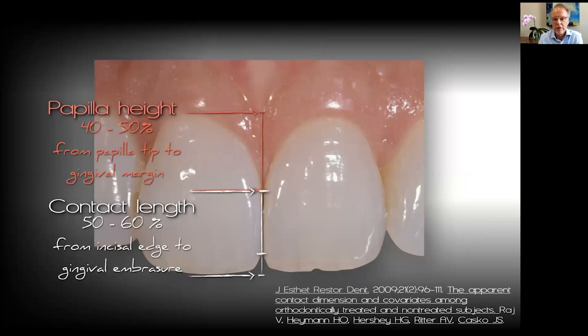It's 40 to 50% of the height from gingival margin to the tip of the papilla, and the contact length will be 50 to 60% of the total length of the tooth from incisal edge to the free gingival margin, but here specifically looking at contact length. So it's easier to assess incisal edge to the gingival aspect of the contact. So let's say 50-50 or 40-60.